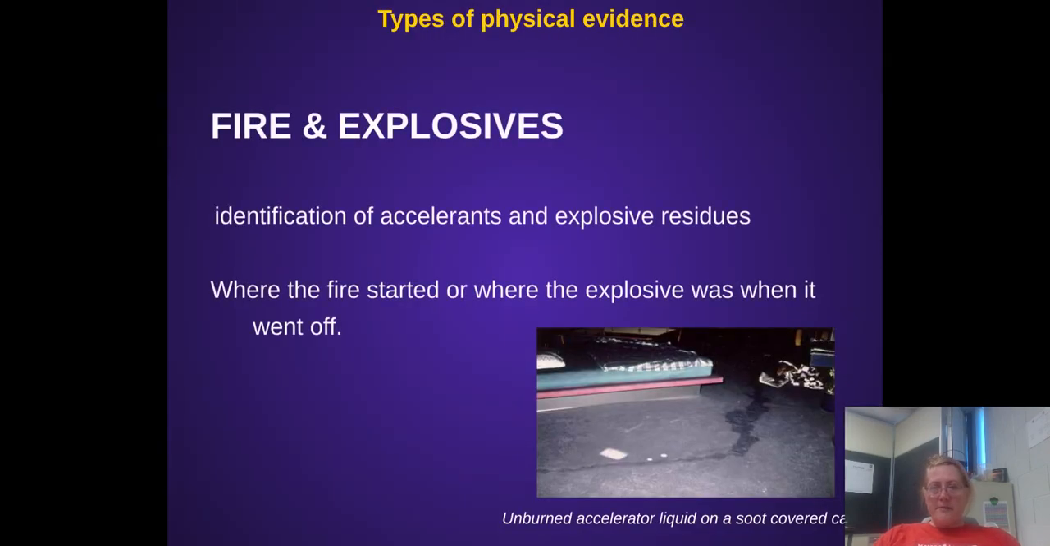Fire and explosives. If there's a fire, you want to try and look for accelerants. You want to look where the fire started, where the explosive was when it went off. Depending on where the pieces are, you can determine, depending on the piece of the explosive, or if there was a body in the fire and the body was moved. All of these can be found by what's left after the fire or the explosion.